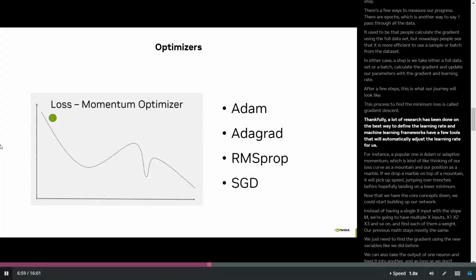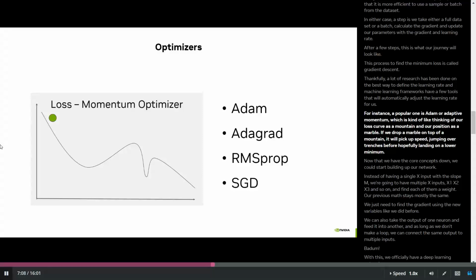Thankfully, a lot of research has been done on the best way to define the learning rate, and machine learning frameworks have a few tools that will automatically adjust the learning rate for us. For instance, a popular one is ADAM, or adaptive momentum, which is kind of like thinking of our loss curve as a mountain and our position as a marble. If we drop a marble on top of a mountain, it will pick up speed, jumping over trenches, before hopefully landing on a lower minimum.